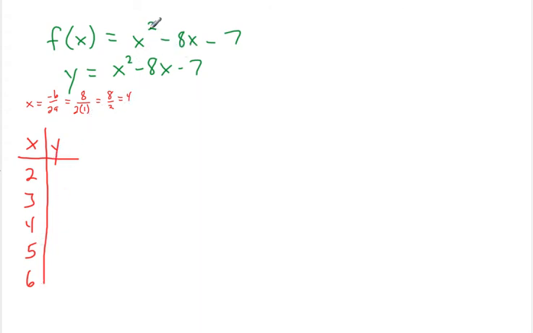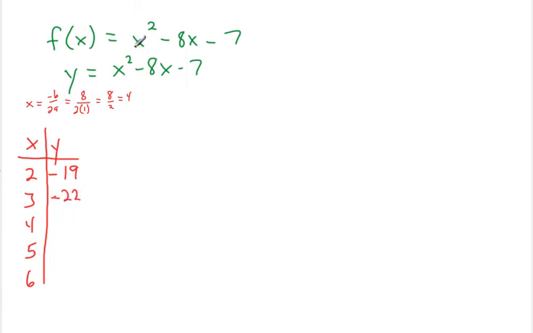So if I plug in 2 here, I get 2 squared, which is 4, minus 16. So we're at negative 12. Minus 7 is negative 19. Okay, so that's pretty small there. It's pretty low. Now if we plug in 3, we're going to get 9 minus 24. So we're at what? Negative 15. Minus 7 is negative 22.